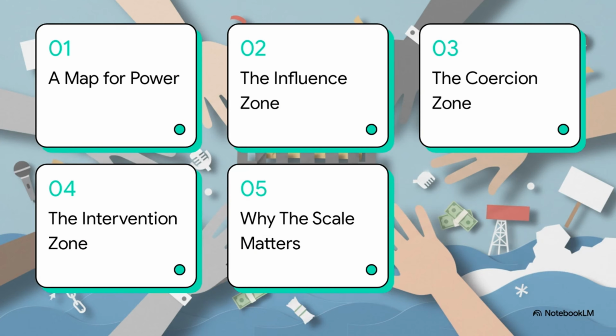So here's how we're going to tackle this. First, we'll look at the big picture, this map for power. Then we'll break it down into its 3 key zones: influence, coercion, and intervention. And finally, we'll talk about why this scale is so important for making sense of the world right now.